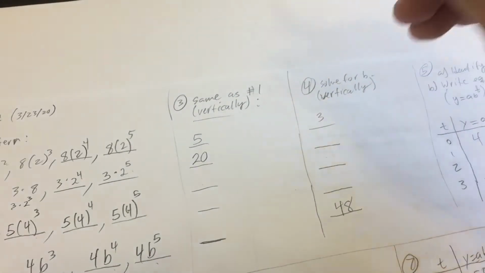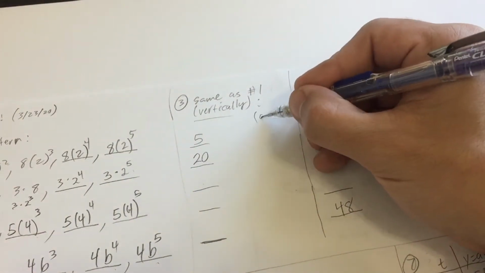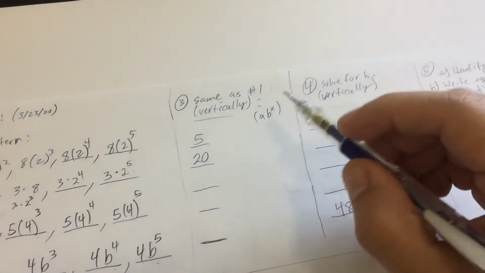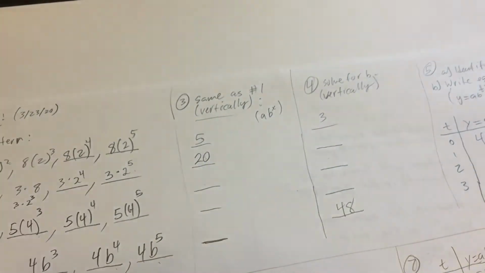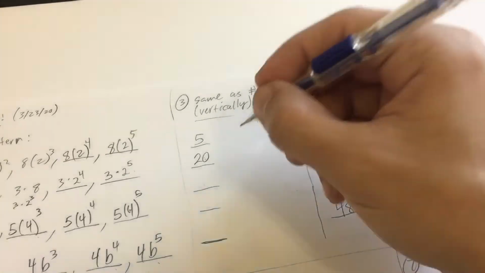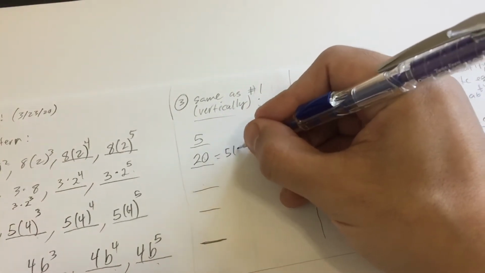I want you to think the same thing. Let's do a times b to the x. We're thinking exponent form right now. So it's 5 times something. What did we multiply 5 by to get a 20? This must have been 5 times 4.